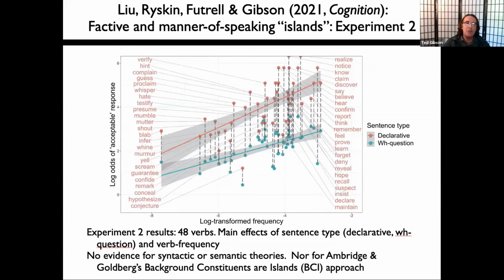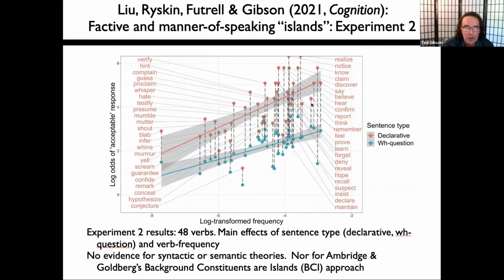In experiment 2 in Liu's work, there are 48 verbs. We see the same two strong effects, verb frequency and sentence type. Again, these two lines, and they're apart. There's some line going up here. Verb frequency is predicting the acceptability, and the badness is driven by the WH questions being worse than the declaratives. There is no interaction again.